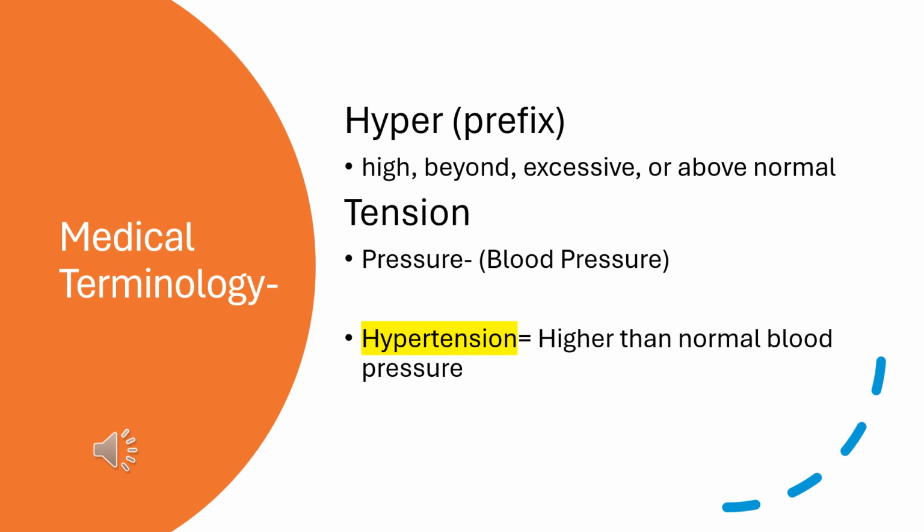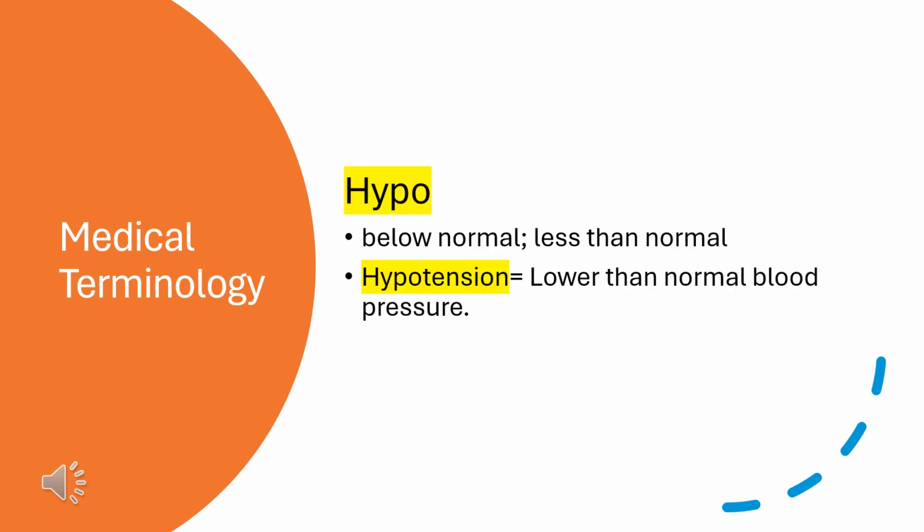Let's take a look at some medical terminology. Hyper is the prefix for high, beyond, excessive, or above normal. Tension means pressure, so hypertension means higher than normal blood pressure. Hypo is the prefix for below normal or less than normal. Hypotension, therefore, is a lower than normal blood pressure.